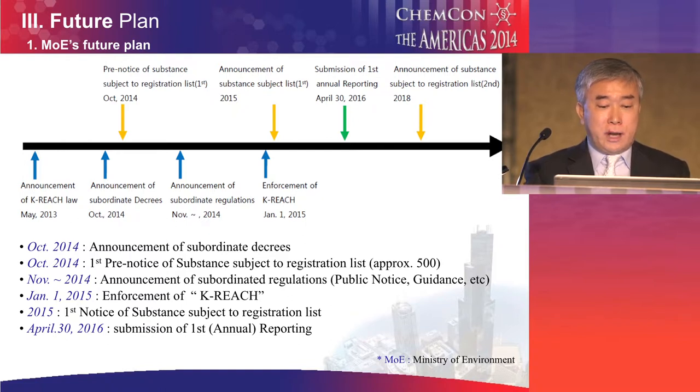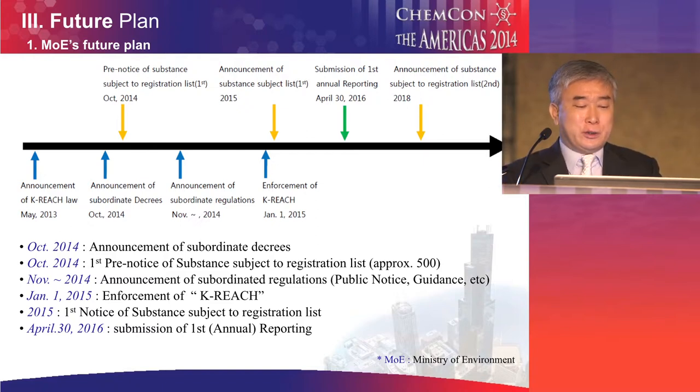So November is the announcement of the subordinate regulation and public notice guidance, etc. Then January 1st is the enforcement of K-REACH. I don't know exactly, but in May, June, July, the final notice of the list of substances subject to registration, from the pre-notice, will come. At the end of April, the first annual reporting is to be submitted.